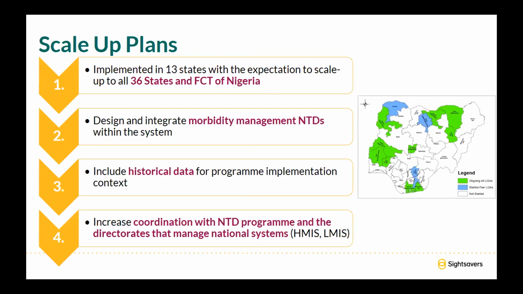For the scale-up plan, you have here on your right a map that shows where the DHIS tool was rolled out. So far we have implemented in 13 states, with the aim to scale it up to all 36 states and the Federal Capital Territory of Nigeria.